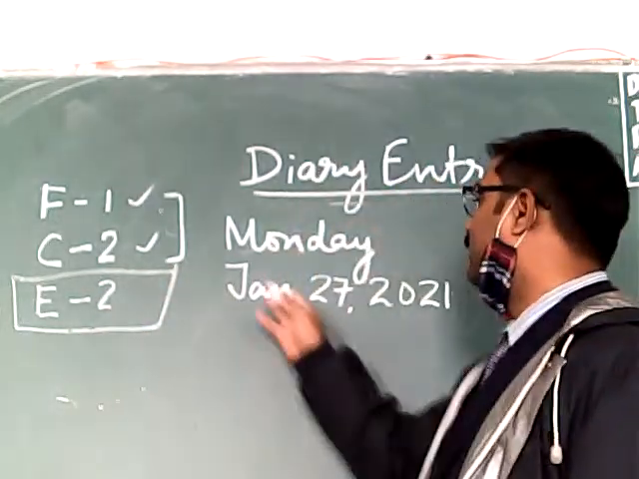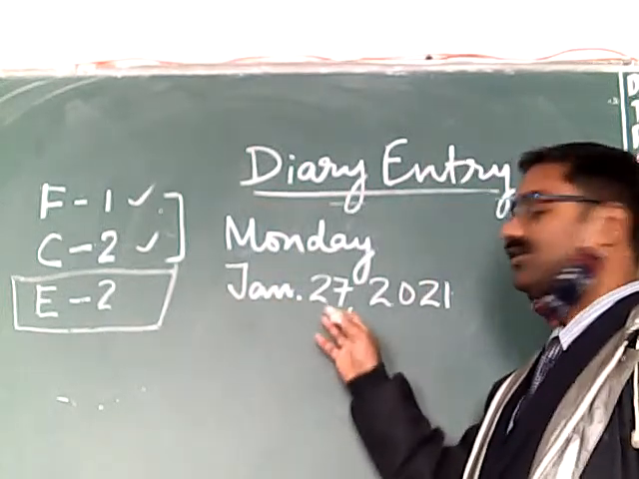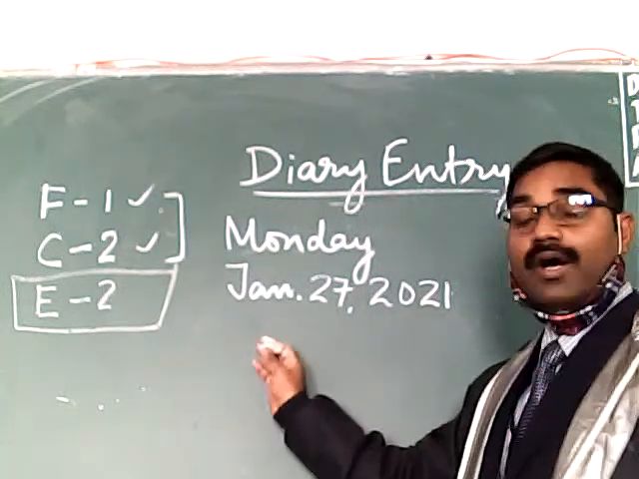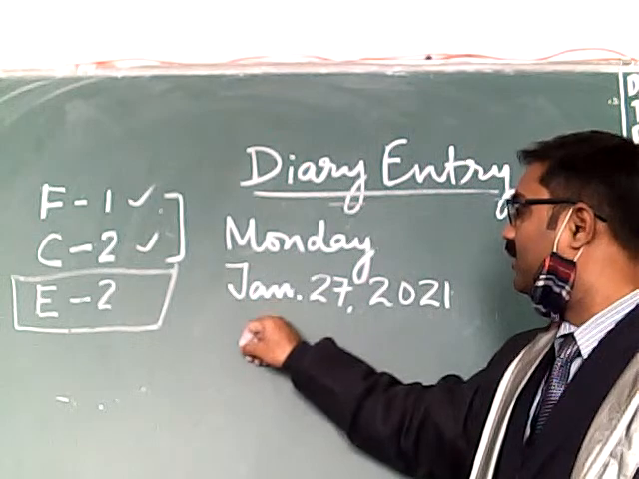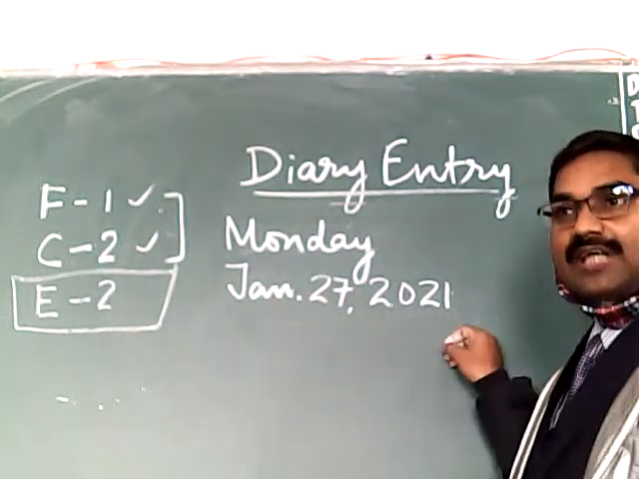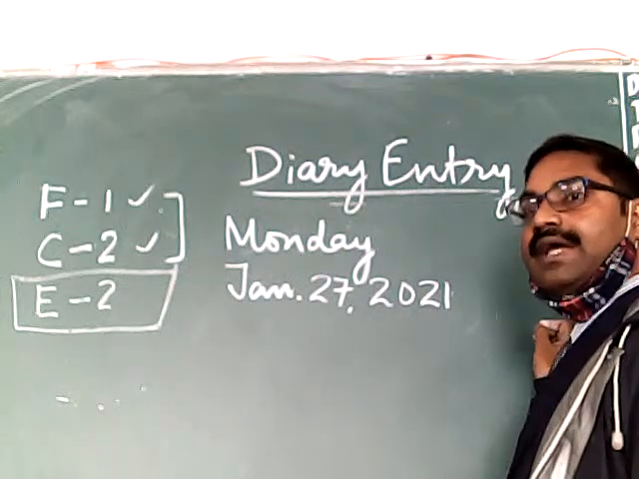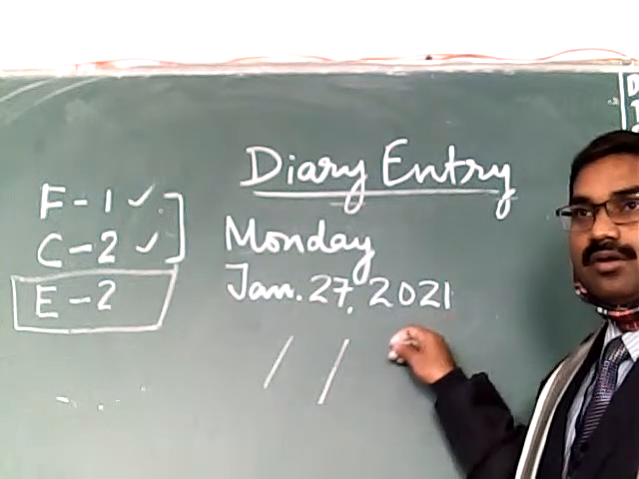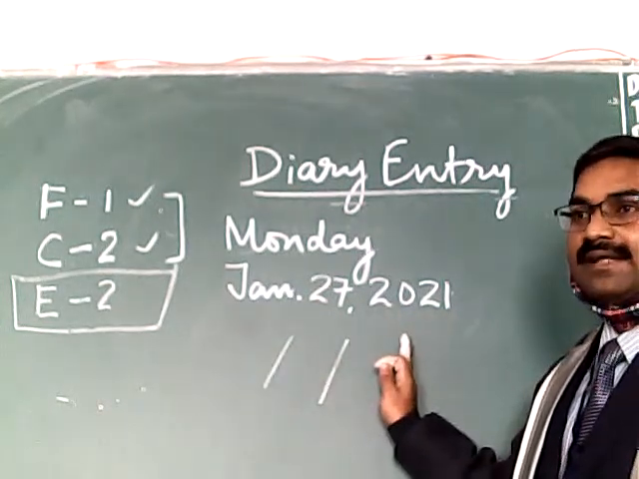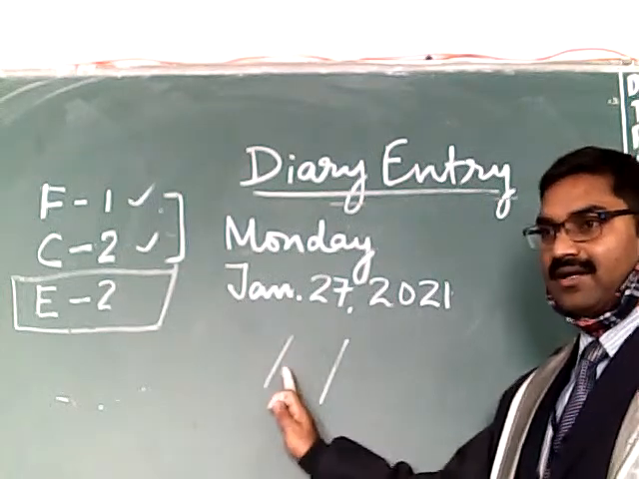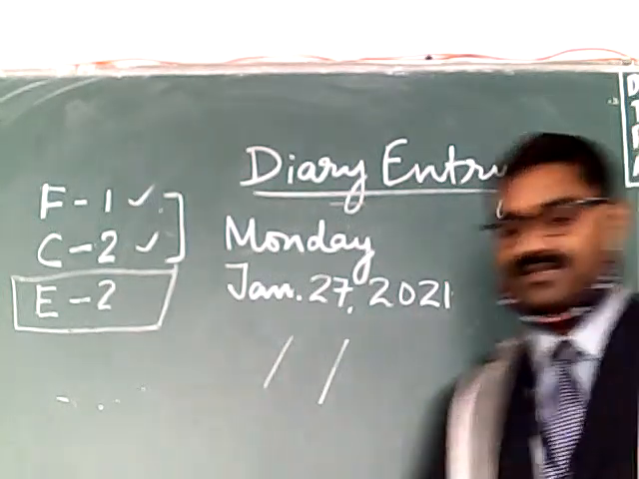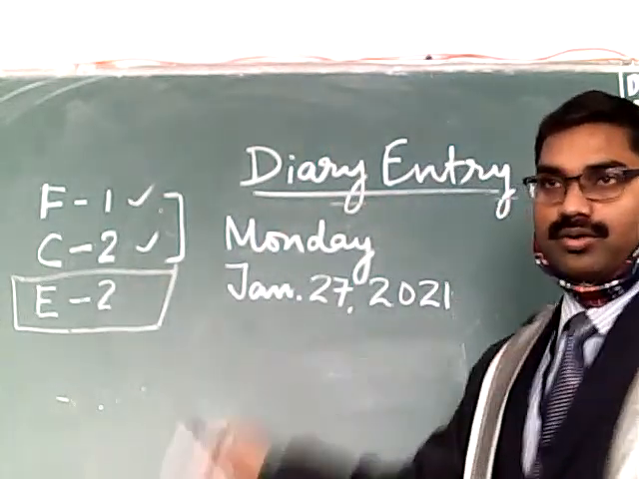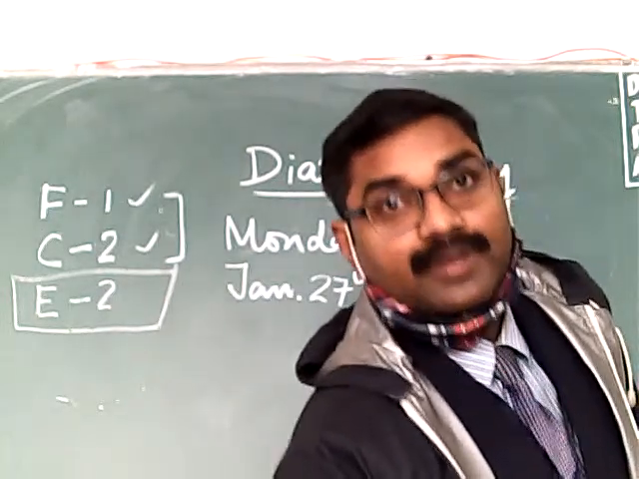You can write 27 January 2021. You may write simply in words, 27 completely January, and then the year. You may write in numbers only, or sometimes use slashes, like date, month, year. Sometimes you use month, date, year. All these formats are in use, but the most common format is here before you on the board. Clear?